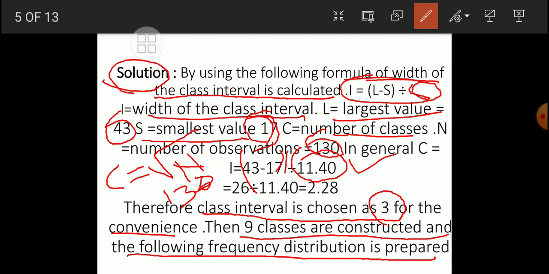Now the value of L, the largest, is 43, and the value of S is 17 in the data. C is equal to the number of classes, that is under root of N observations. The value of root 130 came as 11.40. So the formula became I is equal to 43 minus 17 divided by 11.40. 43 minus 17, that is equal to 26, and 26 divided by 11.40, that is equal to 2.28. That means above the 2, 3 figure we have taken for our convenience.